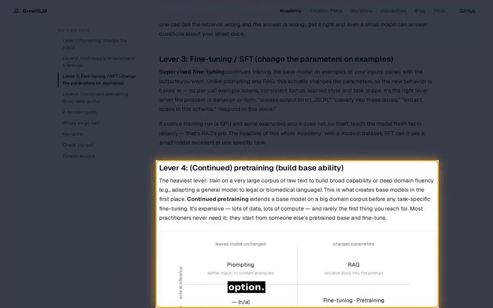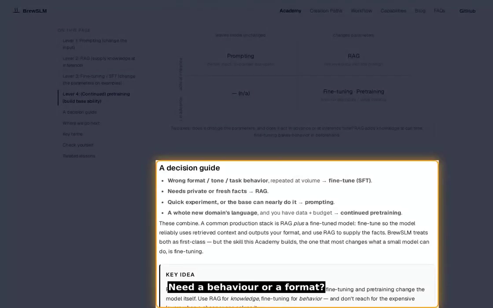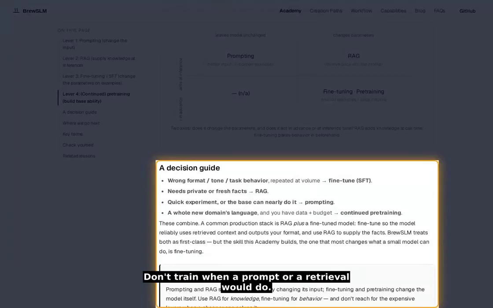The decision guide is blunt. Need knowledge the model lacks? Reach for RAG. Need a behavior or a format? Fine-tune. Don't train when a prompt or a retrieval would do.